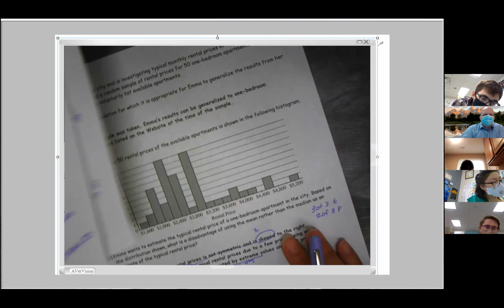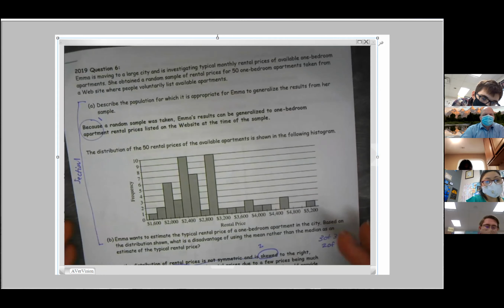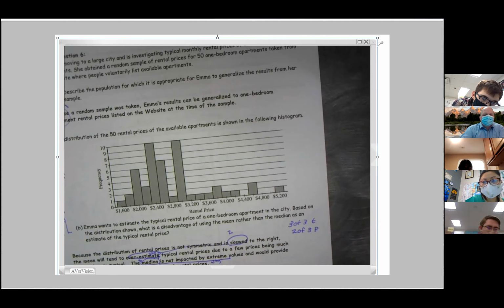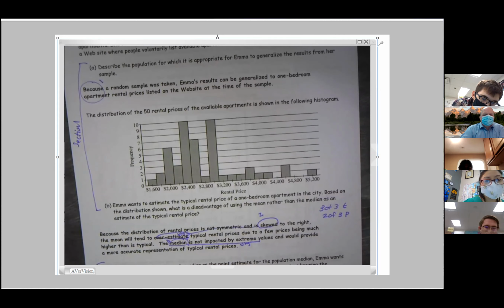So there were 4 main parts to this question, and each part is a point. So for every part E you got, that's 1 point. Every part that you scored yourself a P, that's half a point. So now you can add up your points and see what you would have scored on this question 6.